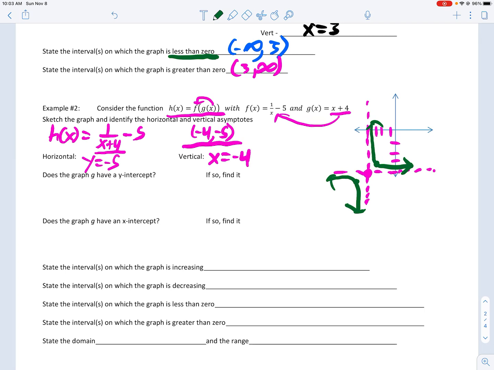So to find the y-intercept, x is going to be 0. So 1 over 0 plus 4 minus 5. So 1/4 minus 5. If you know anything about fractions, you're taking 1/4 from 5. So it's 4 3/4, but it's negative. If you have $5, you can take a quarter away and you have $4.75. It's the same idea. So it's -4 3/4.